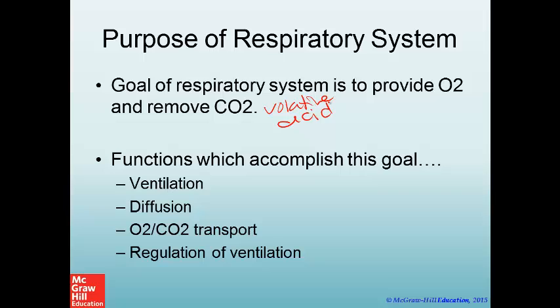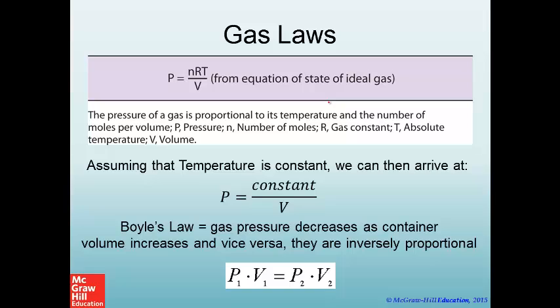If you need to get rid of CO2, if you're exercising and producing more CO2, you have to breathe more rapidly, you have to ventilate more to get rid of that CO2. If your demands are lower, then you need to breathe less. So you have to figure out a way to regulate ventilation and match that to the needs of the body.